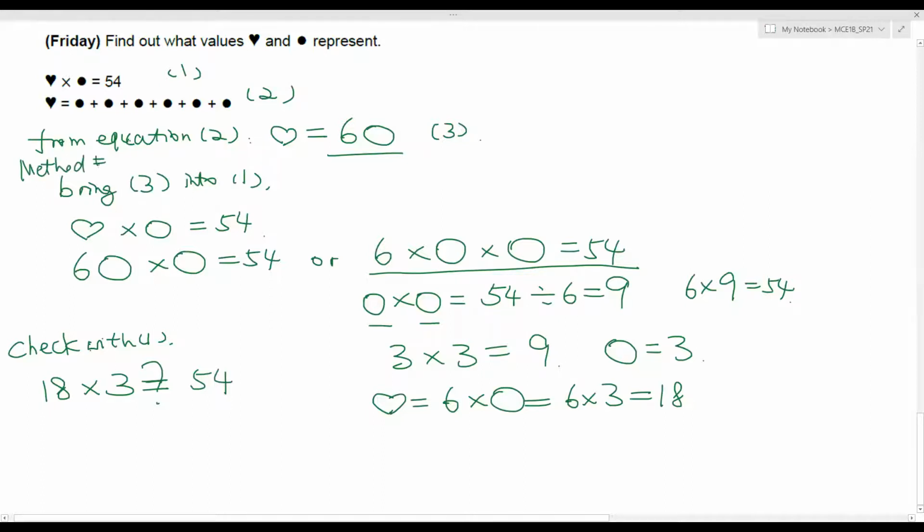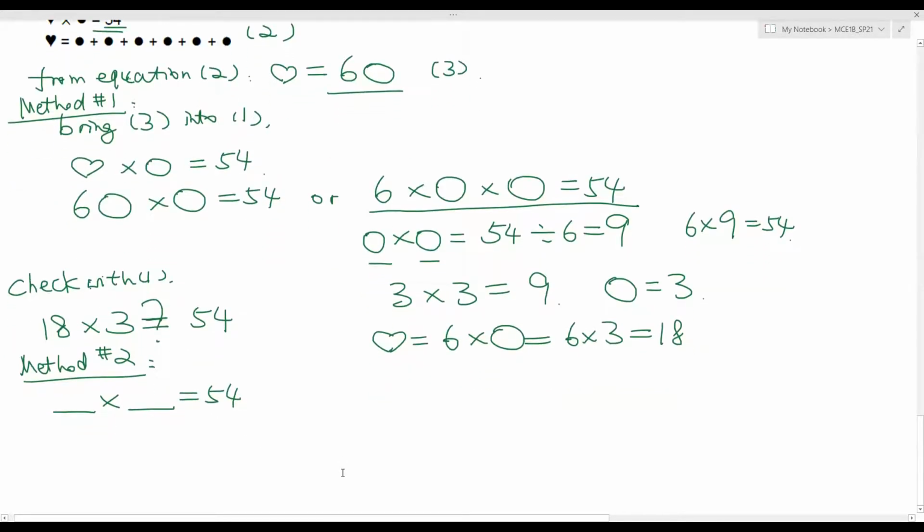I have another method. Method 1. Do we have another method? Okay, if you don't want to, let me give you my method. If you don't want to do what Ethan Roberts did, you go directly from here. We know that two numbers, their product is 54, and these two numbers are different. Heart and circle, they're different. And we can go from here.